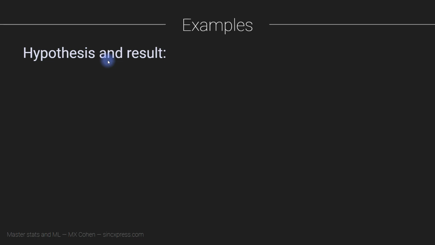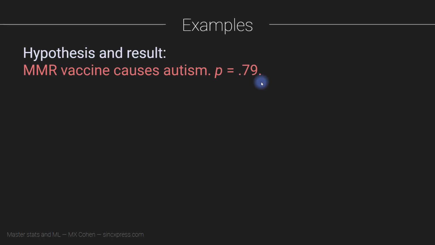So let's imagine we have a hypothesis and a result from some scientific research. So here's one. The MMR vaccine, this is measles, mumps, and rubella vaccine, causes autism. Now, I'm making up this number here, but the general finding is true, that the p-value is very large. So I'm saying 0.79, and this is a p-value that's very close to 1, which means that we cannot reject the null hypothesis, which means that MMR vaccine does not cause autism.